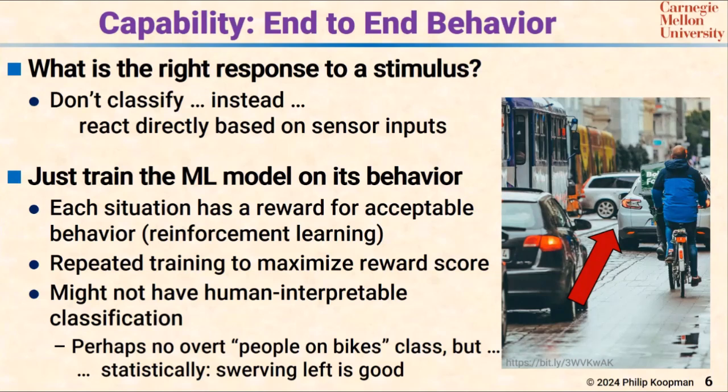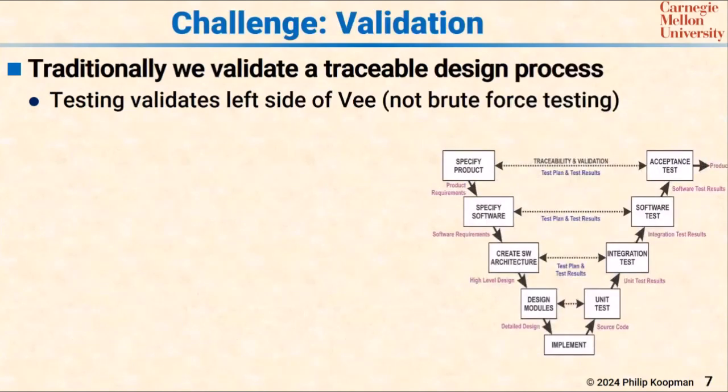Now, there's a challenge here, which is validation. And the point of validation is pretty subtle. Traditionally, lots of us have seen the V model. Down the left-hand side is the design, up the right-hand side is the test. But there's a critical part of the V model for life-critical, safety-critical systems that's subtle but super important. The reason testing works on the right is not because we test everything. It's because we test things that correspond to the left. That's the traceability and validation horizontal lines.